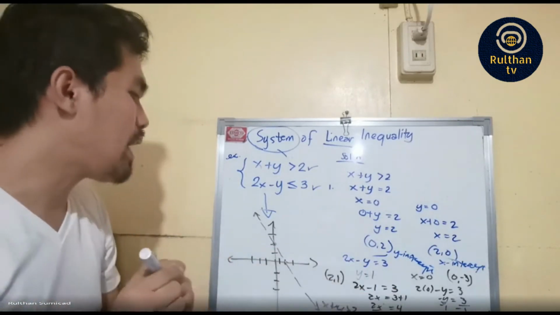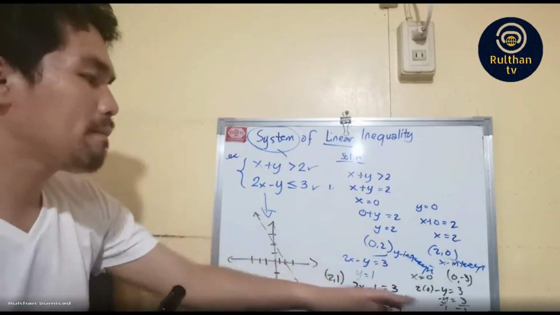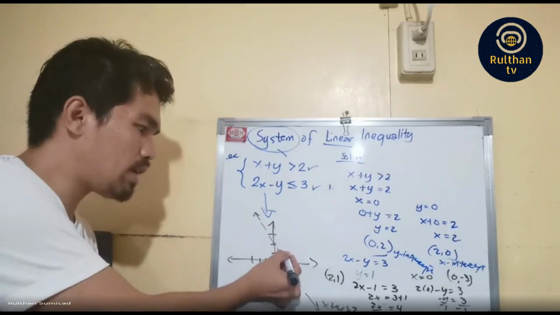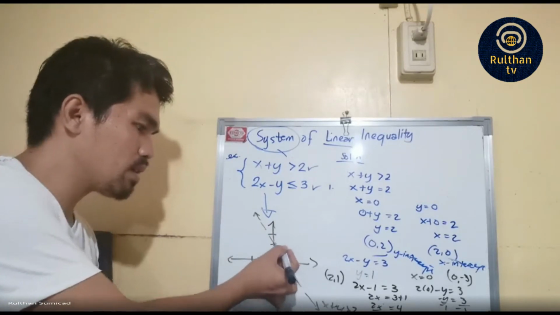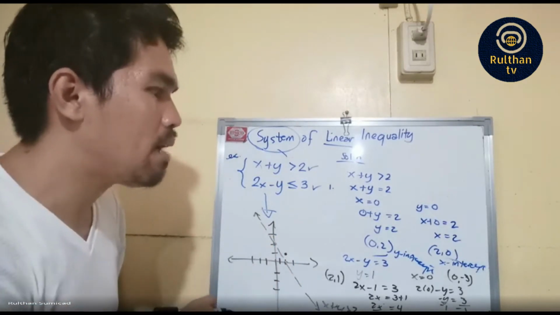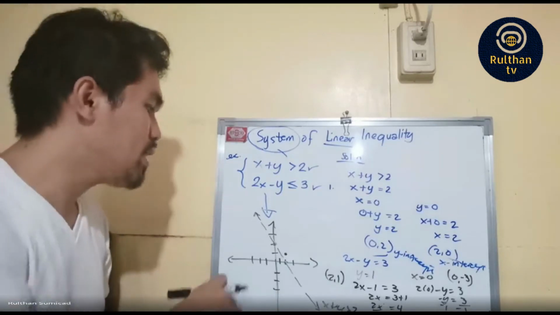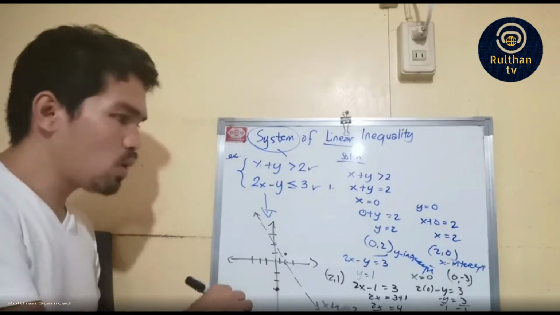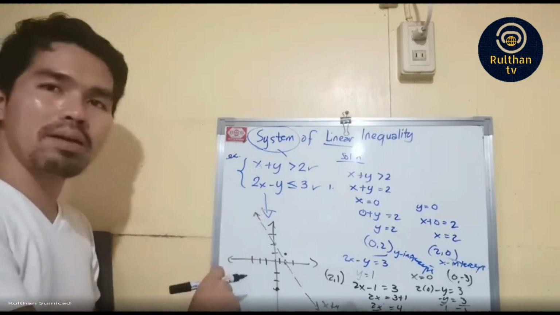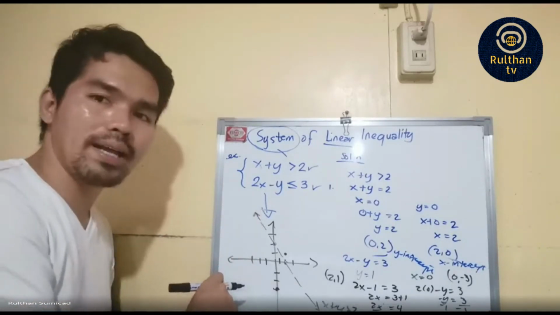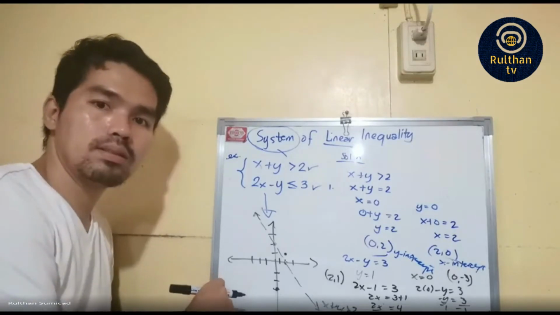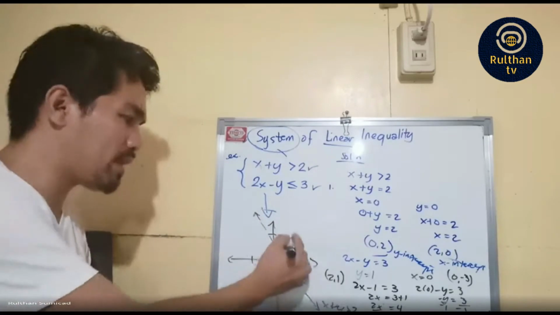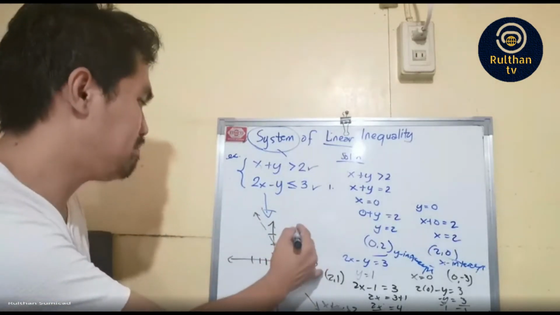Next that I will graph is this one. I have 2, 1. This is 2, this is 1 here, so this is the point. Afterwards, I will also plot 0, negative 3. 0, negative 3 is here. So now for the second inequality, what am I going to use? A solid line or a broken line? Solid, sir. Okay, it's a solid line because we have a strict inequality. So I'm going to graph this one.